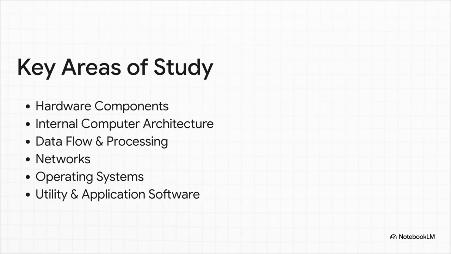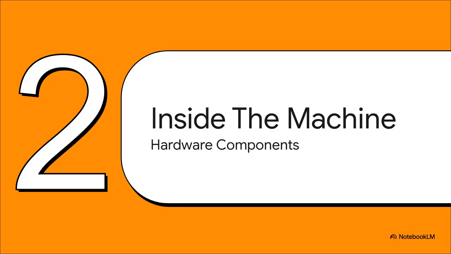Okay, so think of this as our roadmap. We're going to start with the physical stuff, the hardware. Then we'll see how data actually moves around, how computers talk to each other through networks, and finally, we'll get into the different kinds of software that makes it all come to life. All right, let's pop the case open and take a look inside. We're going deep into the machine to check out the physical hardware components. The actual tangible parts that do all the heavy lifting.